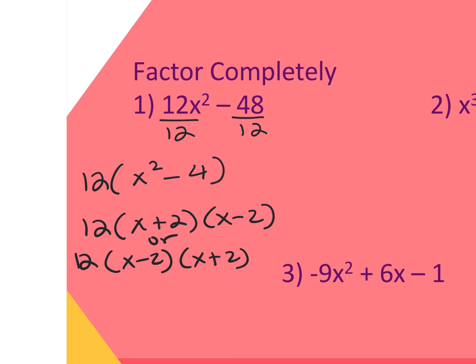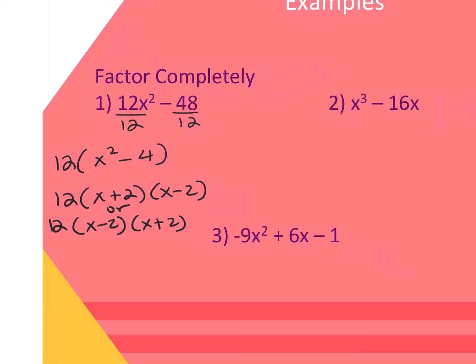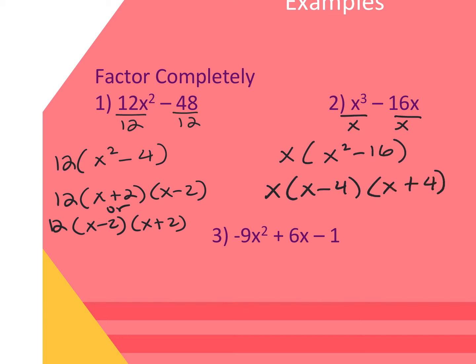The next one, number 2, always look for a greatest common factor. Notice both terms here have an x in common. So I'm going to divide both of them by an x. What remains is x squared minus 16. And again, I have the difference of two squares. I'm just going to go ahead and square root each one. The square root of x squared is x, and the square root of 16 is going to be positive 4 and negative 4. And I'm done.